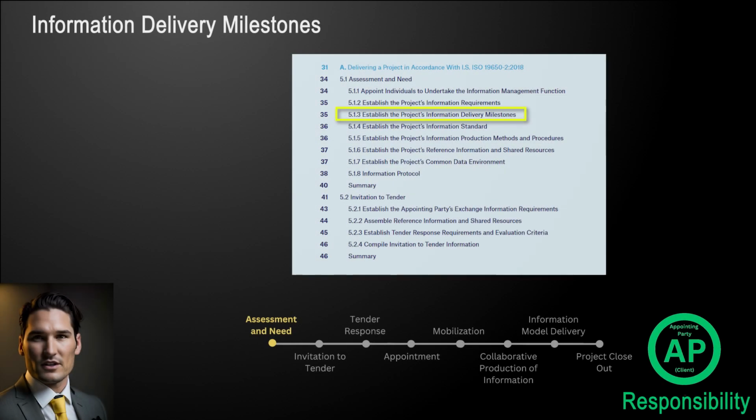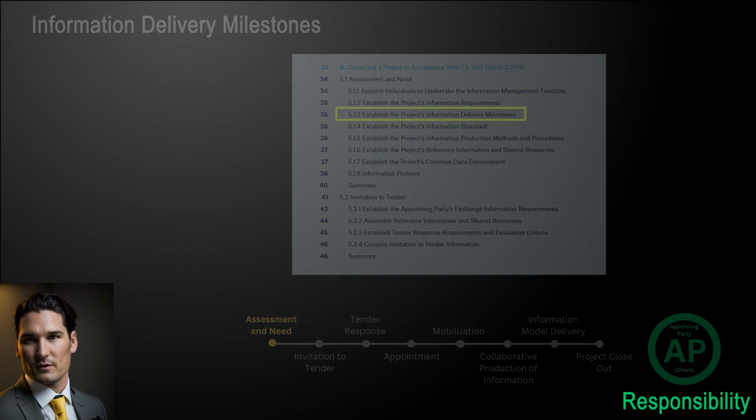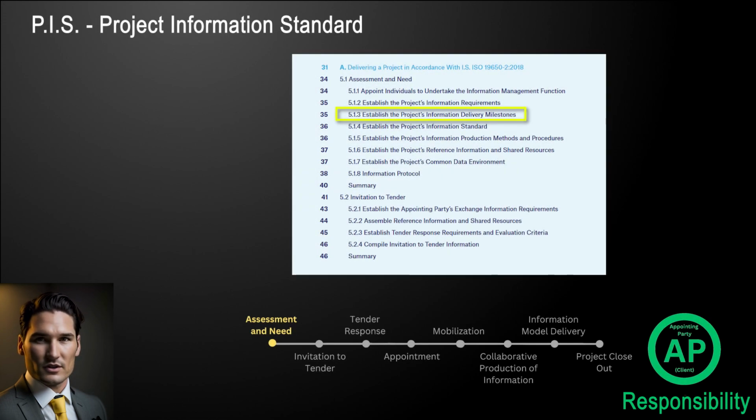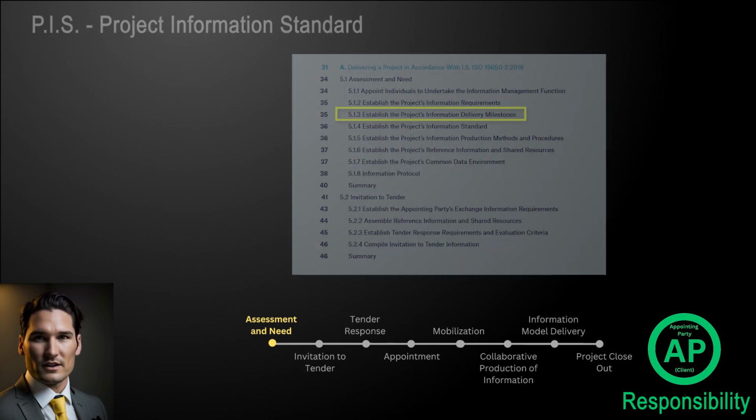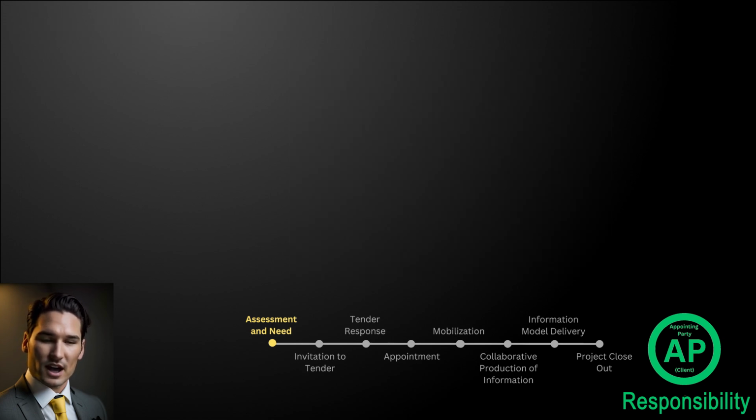Information delivery milestones specify when key information should be delivered to the appointing party. They should not be confused with project stages as they address the appointing party's needs, not the plan of work. The project information standard is again prepared by the appointing party and ensures a consistent format to be consumed without rework. Relevant sections of the PIS document become the EIRs, Exchange Information Requirements, which are then included in the tender pack. Examples of the PIS include the following.